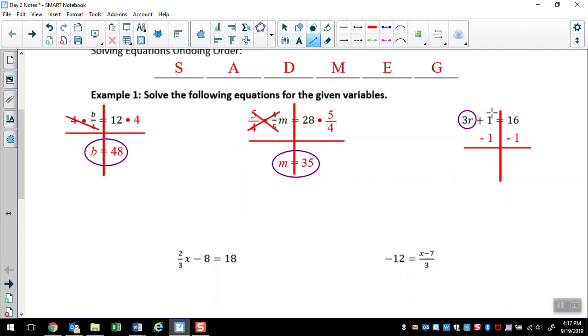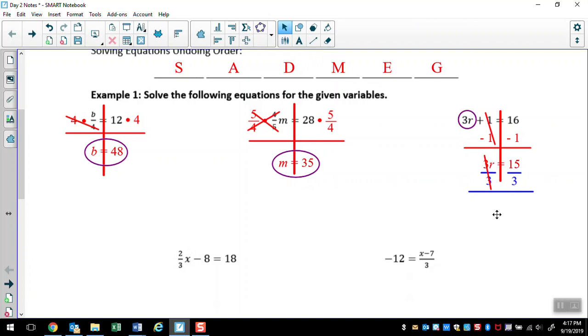Those inverses, remember we learned last time, additive inverses will combine together to make 0. It means we don't need them anymore. They cancel out. I'm going to bring my 3r down and do the math. 16 minus 1 is 15. All right, now we can take care of this division or multiplication. So I'm going to undo that multiplication by dividing. I'm going to divide both sides by 3. And then I just like to draw my line. I'm not requiring you guys to draw these lines. I just like it to separate things out. My 3's will cancel each other out.